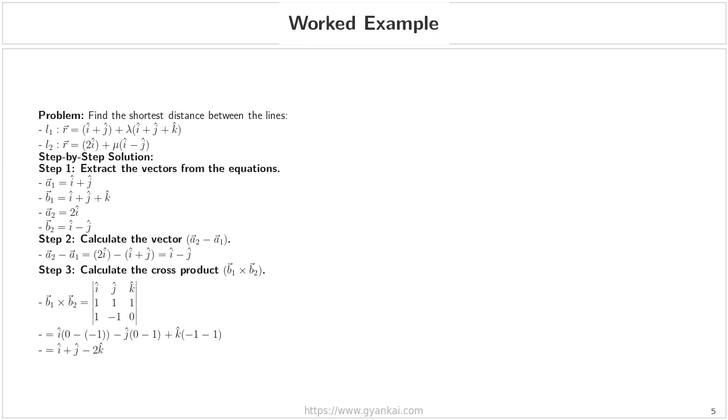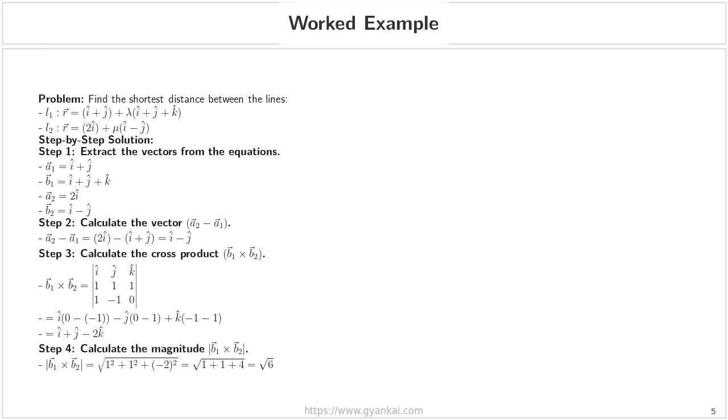Now, moving to step 3, we need to find that common perpendicular direction we discussed earlier. We do this by calculating the cross product of our two direction vectors, b1 cross b2. We set this up using a 3x3 determinant with i, j, and k in the top row, followed by the components of b1 and b2. Expanding this determinant, we get i times 0 minus negative 1, minus j times 0 minus 1, plus k times negative 1 minus 1. This simplifies to our perpendicular vector, i plus j minus 2k.